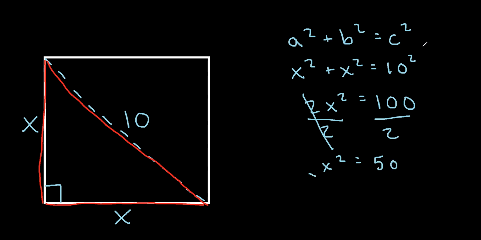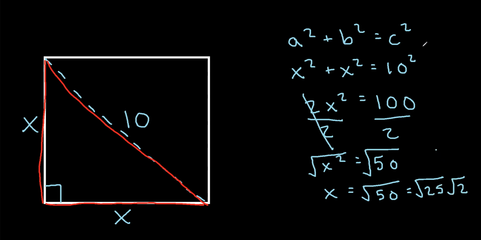And to solve for x, we just need to take the square root of each side. So the square root of x squared is just x. And over here, we're left with the square root of 50. Now, if we'd like, we can simplify the square root of 50 by writing it like this: the square root of 25 times the square root of 2. Well, the square root of 25 is just 5. So we could really write our final answer as x is equal to 5 root 2. And that's our final answer.